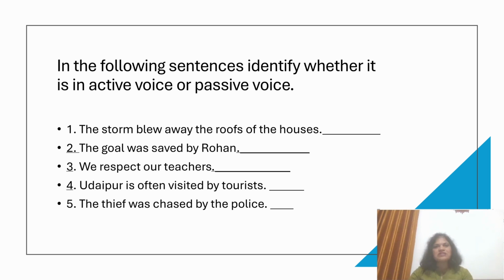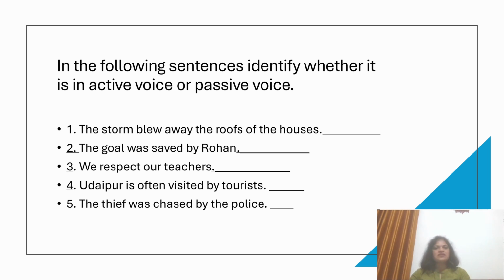The goal was saved by Rohan. The goal was saved by Rohan, was saved. So here you can see, who saved the goal? Rohan. Rohan is the doer of the action here. But the doer of the action is coming after the preposition, that is by. Okay. So this is in passive voice. The goal was saved by Rohan. So goal is the object here. Now the object has become the subject. So when the object becomes the subject, then it is in passive voice.